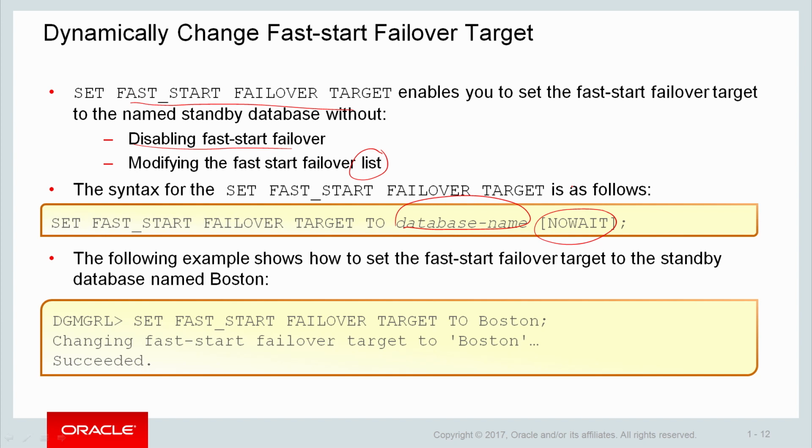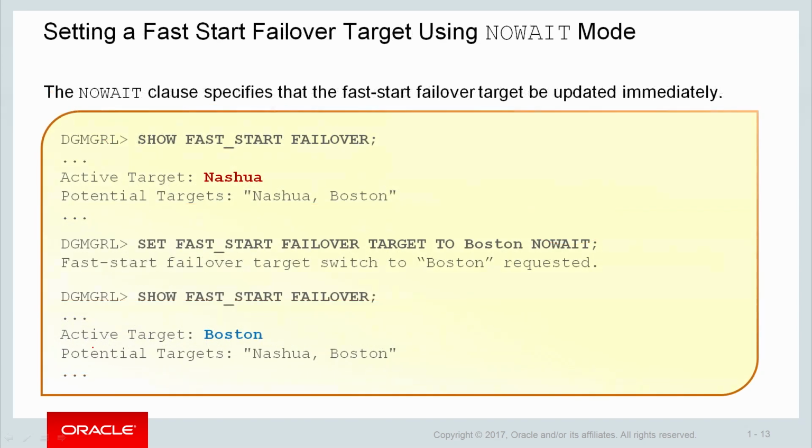The following example shows how to set the fast start failover target to the standby database called Boston. So, set fast start failover target to Boston, and it says changing the fast start failover target to Boston. And then eventually it will come and say succeeded. If you want it to take place immediately, we can use a no wait clause.